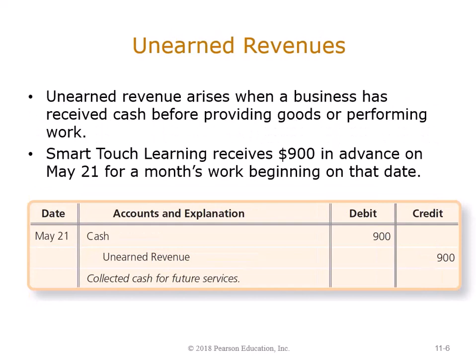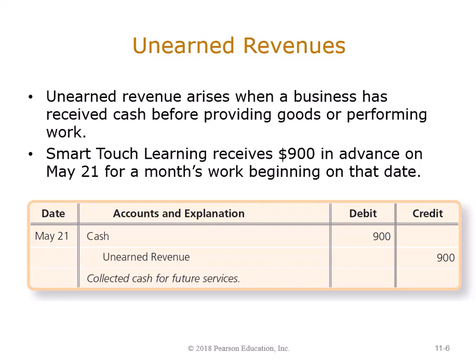Okay, unearned revenues. You learned a little bit about unearned revenues in your previous accounting course. Unearned revenue is essentially when we owe a customer a good or service. It's when a customer has paid us in advance of us providing that good or service. So here we see an example. Smart Touch Learning receives $900 in advance on May 21st for a month's worth of work that is going to begin on that date. So at the time that they receive that $900, they have not performed the work. They've not provided any services to the customer. So at the point they receive that $900, they cannot record revenue.